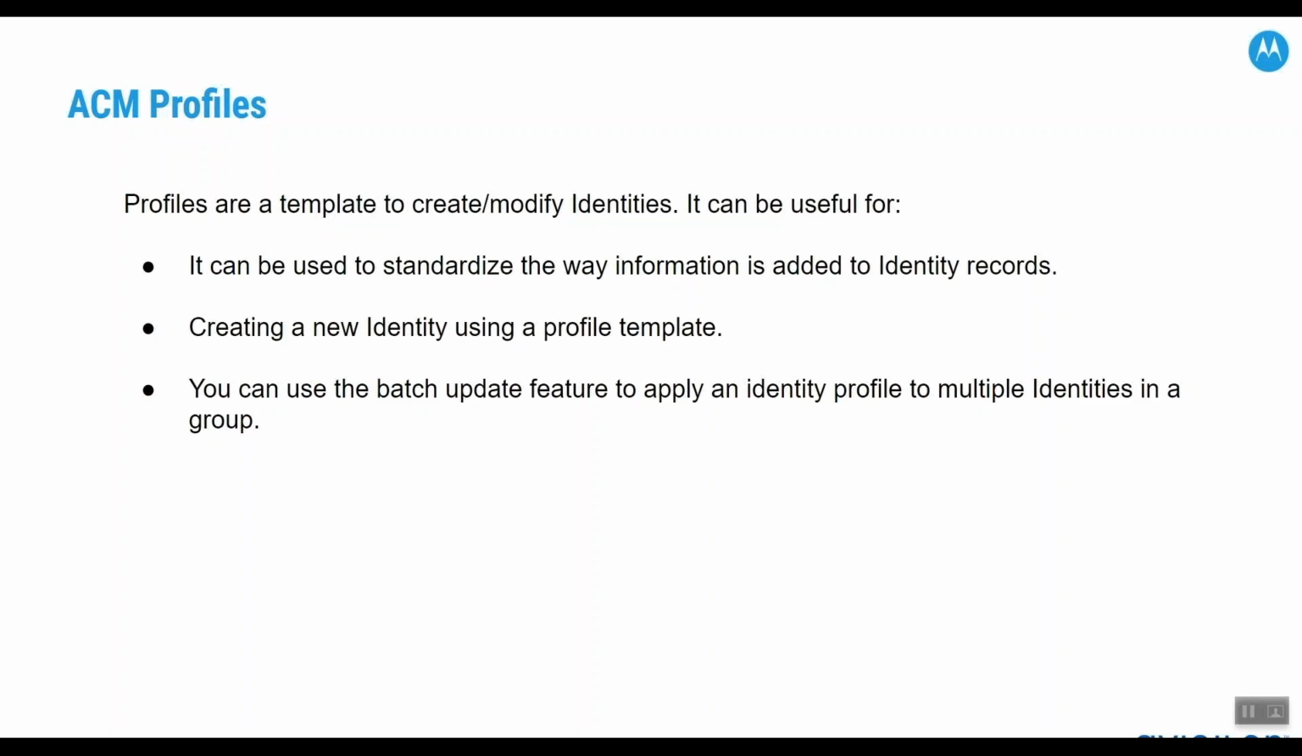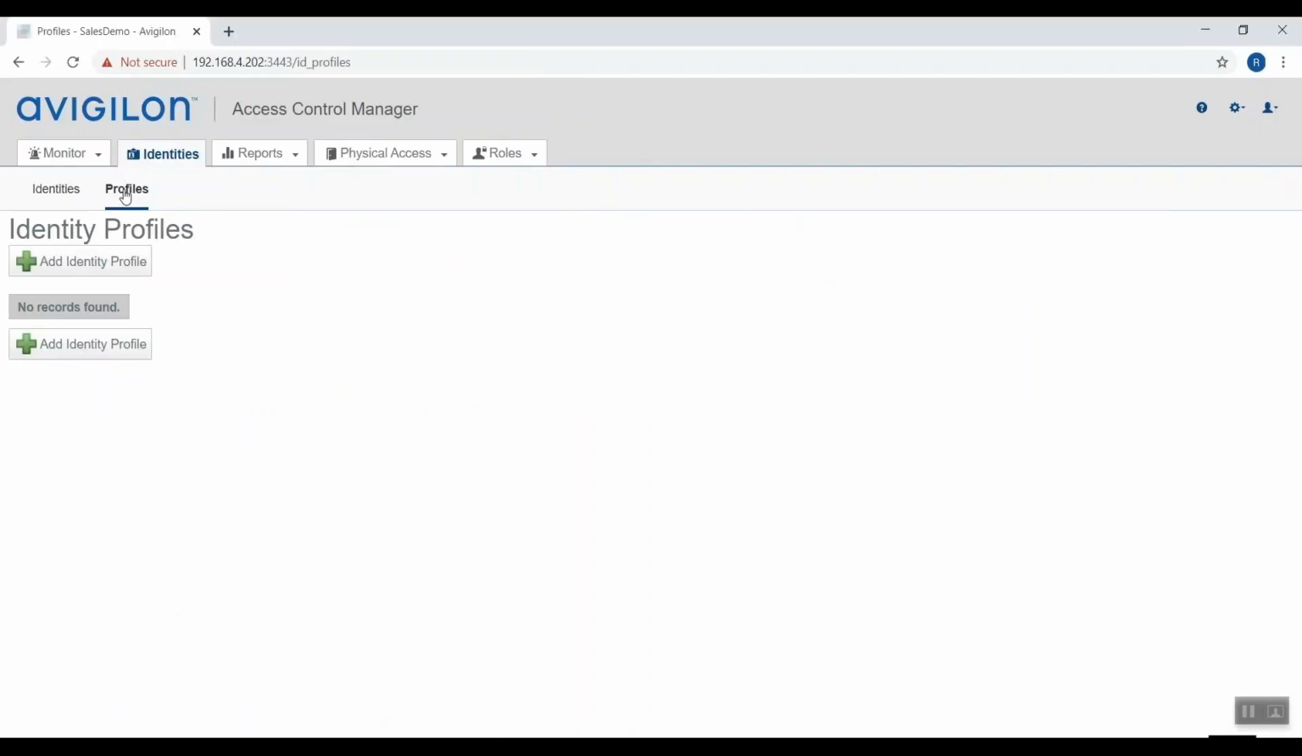So let's go ahead and jump back in here. Move this out of the way and pull up ACM. All right. So under identities, you have your profiles section. So you see I don't have any created right now, so we're going to go ahead and create that during this demo. And what you'll notice is when you go to create a new identity after you have a profile, it'll automatically ask you if you want to use one of these identity profiles.